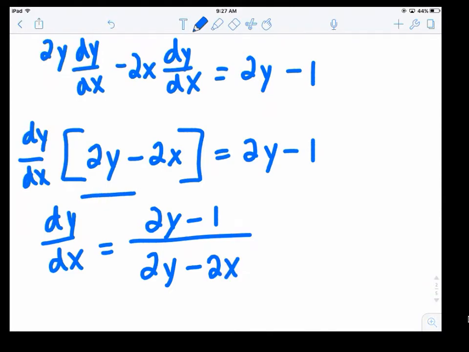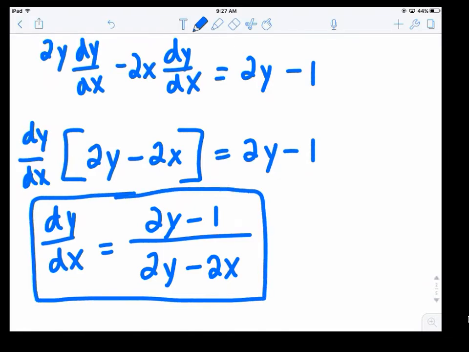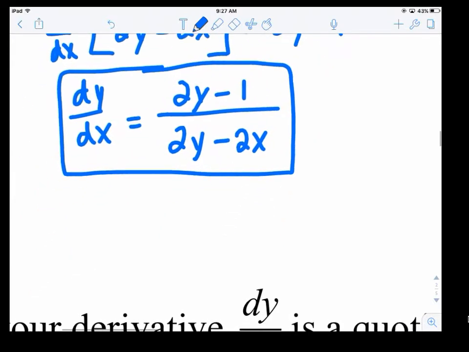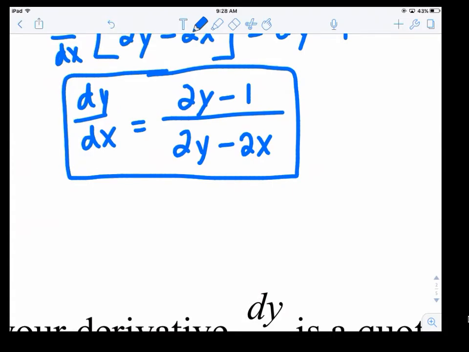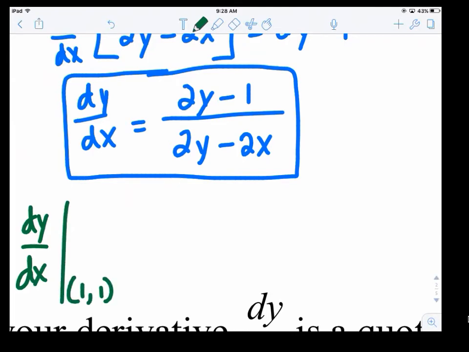All right, so you divide the 2y minus 2x over, and you get your derivative. Now, I guess you could. It doesn't really help you, though. So it's asking us to find dy over dx at a particular point, and that point we found was 1, 1. So you have dy over dx at 1, 1.